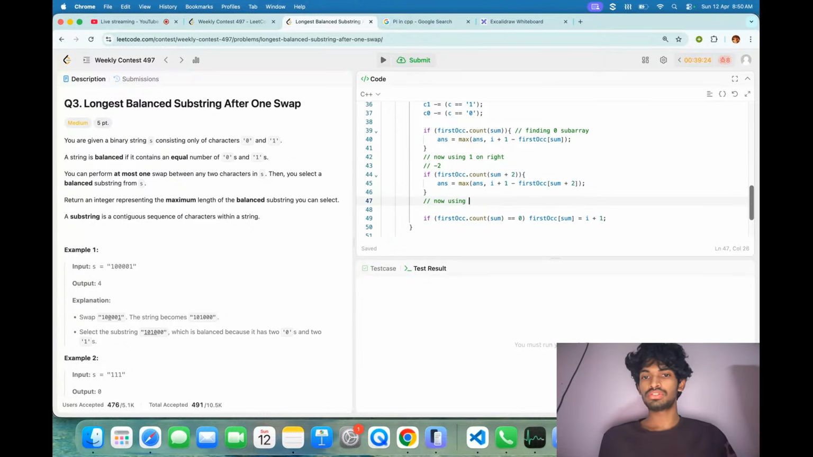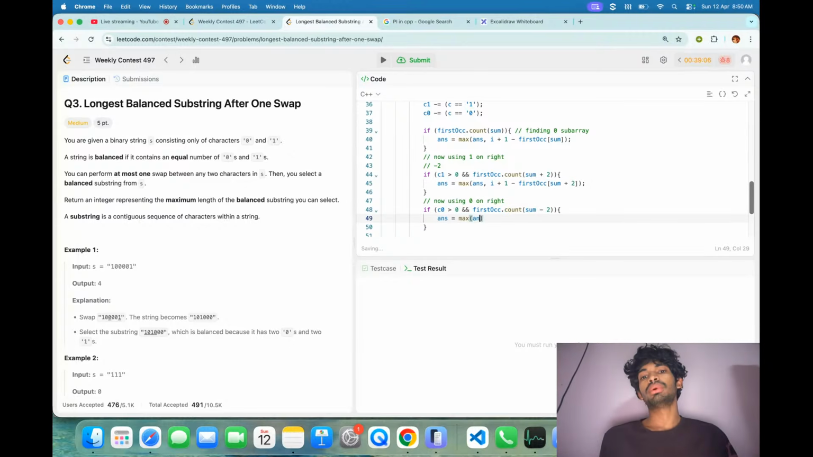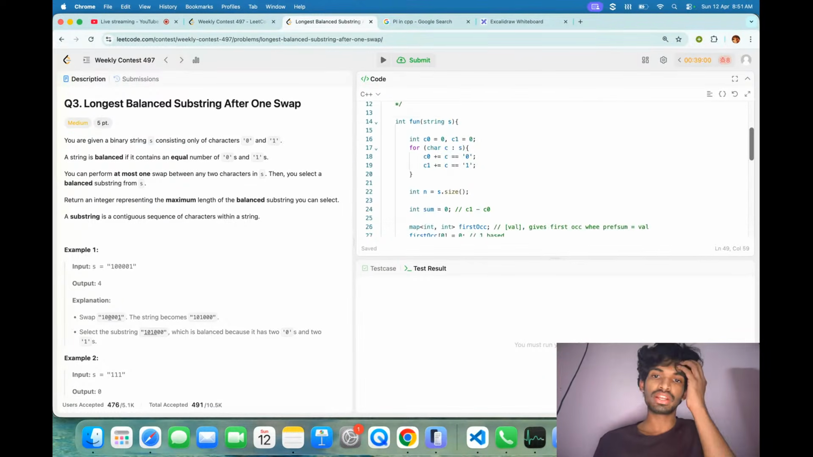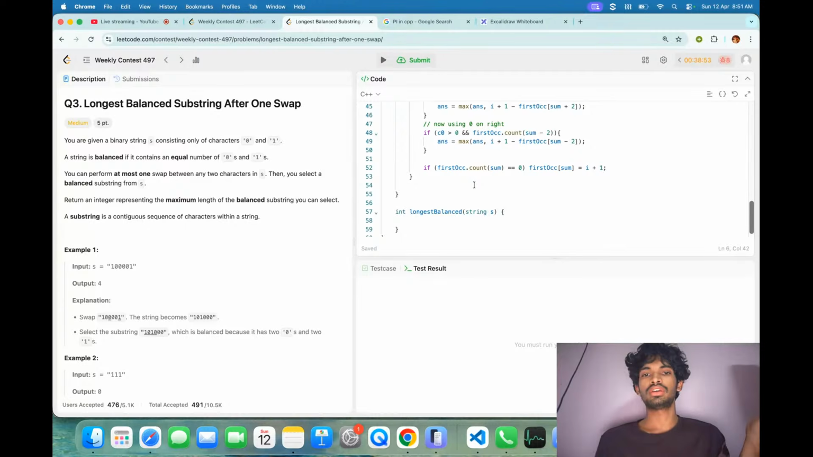Now using 0 on the right, c0 should be greater than 0, and first occurrence dot count of sum minus 2. Answer equals max of answer, comma, i plus 1 minus first occurrence of sum minus 2. See, I'm being very clear. I'm trying to use the right side one, and next time I will reverse the string so that the left side one will also be covered, okay?